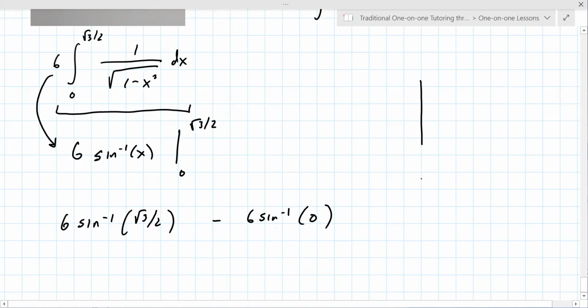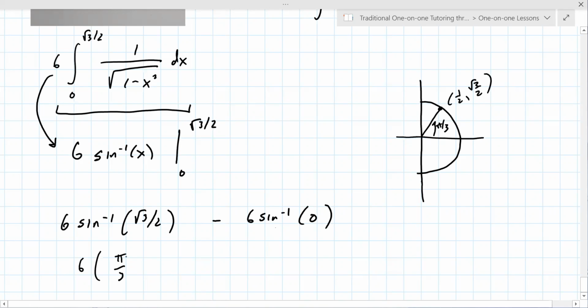The arcsine is only good in the first and the fourth quadrants. So it's asking for what angle has a sine of square root of 3 over 2. We know that is up here at (1/2, square root of 3 over 2), and that's at pi over 3. The forwards is, what is the sine of pi over 3? Square root of 3 over 2. The inverse is the backwards of it. It's saying, for what angle is the sine of that angle square root of 3 over 2?